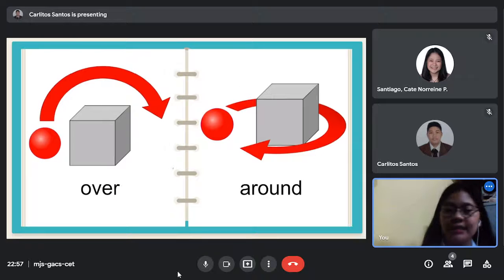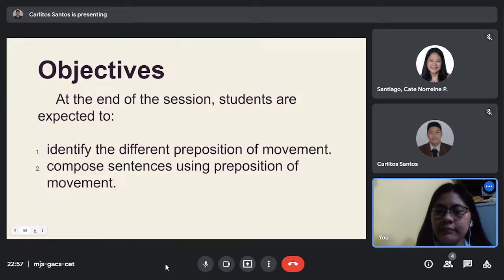Let's have the next slide. Since the lesson for today is already finished, let's check the objectives for today if we achieved them. Number 1, identify the different prepositions of movement. Class, did we achieve this? Do you think we achieved this objective for today? Someone typed in, yes, ma'am, because we identified the different meanings of the different prepositions of movement. That is correct. We can see that we already attained it.